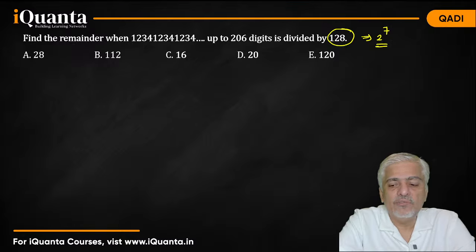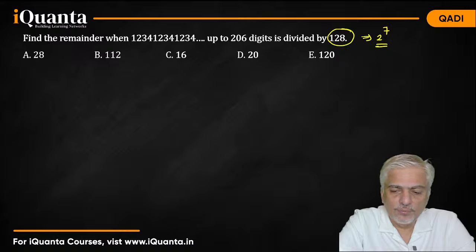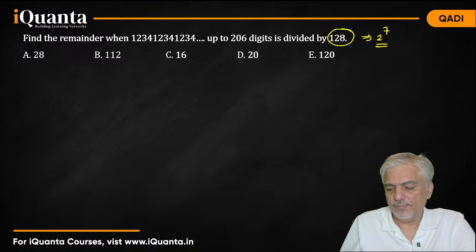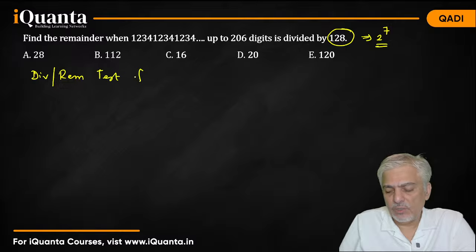You will need very, very basic rules of divisibility. Aditya's, I think, got it right. Yes, Tresom. If not same, exactly similar hai. Now, divisibility or remainder test for 128, 2 raised to 7.